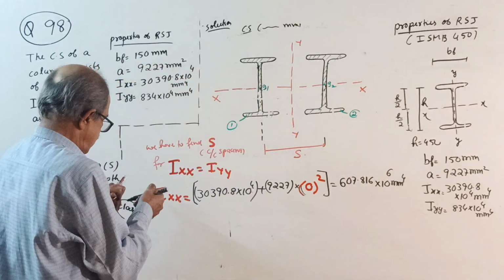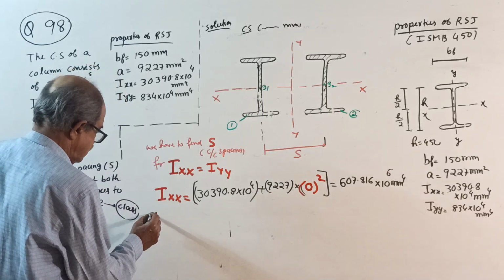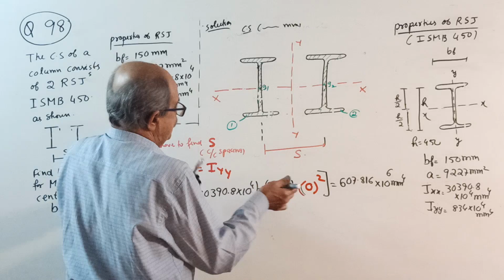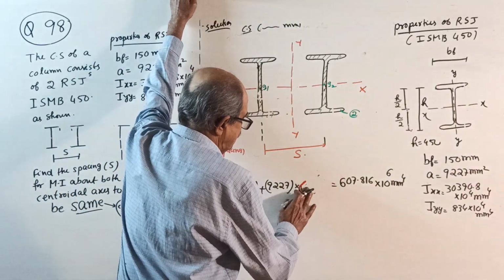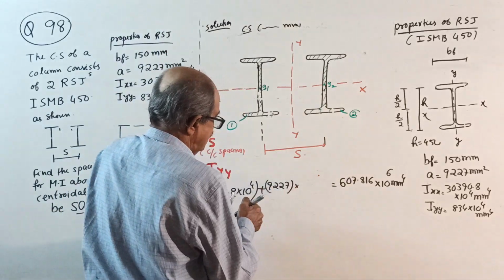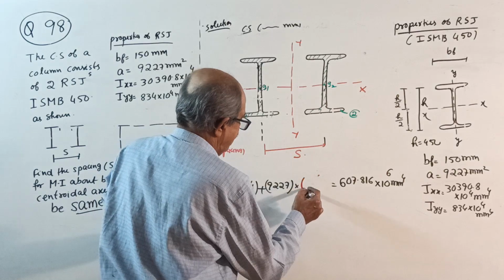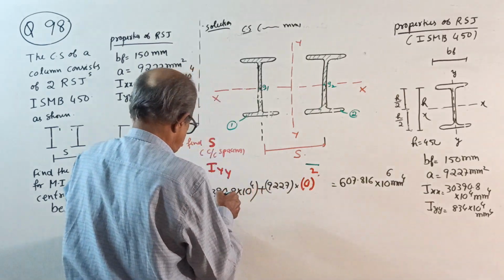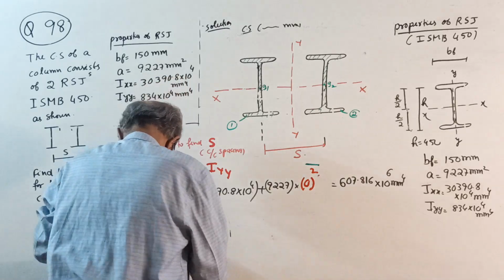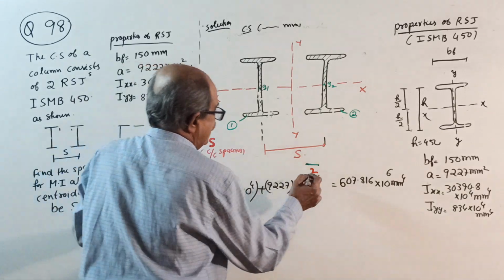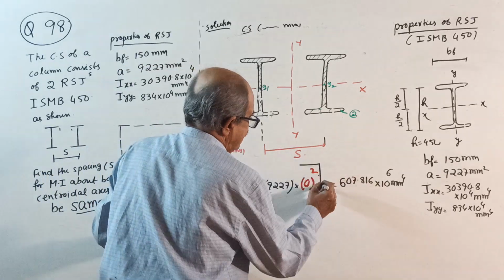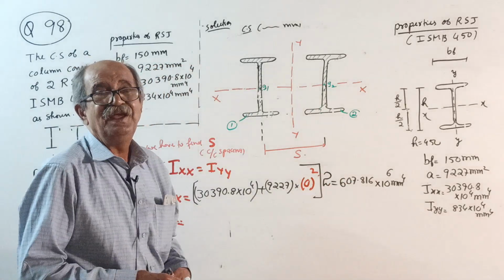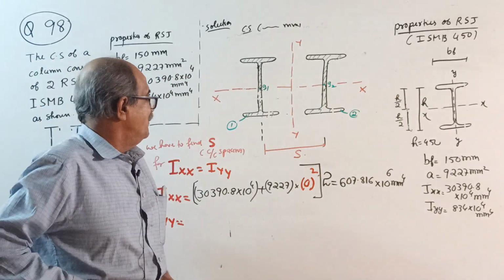Okay, now write Iyy. See here, Iyy. One thing I forgot. See, into 0 square, I forgot it. Okay, into 0 square, see, the most important. Whatever you get, this is for one I section. Forgot it. Multiplied by 2, because I know it is twice. So I forgot to write, but into 2.